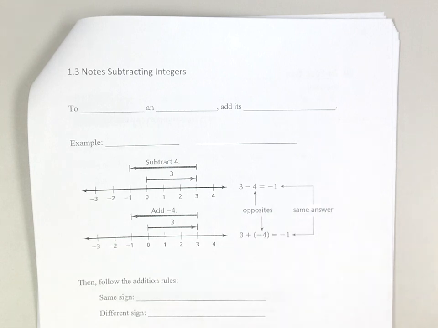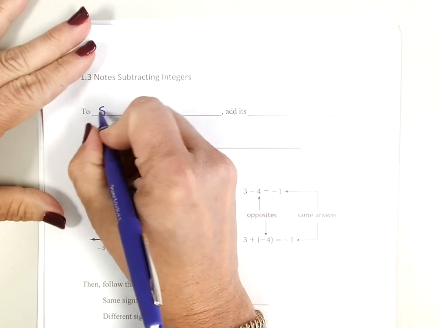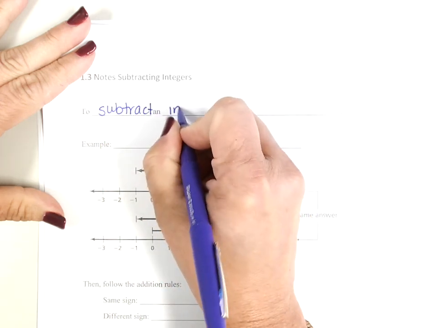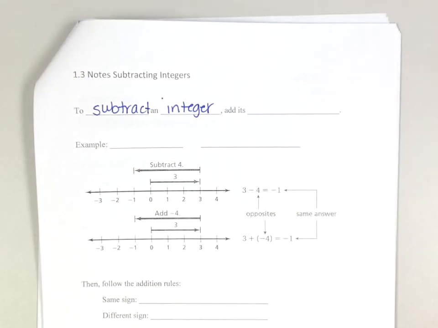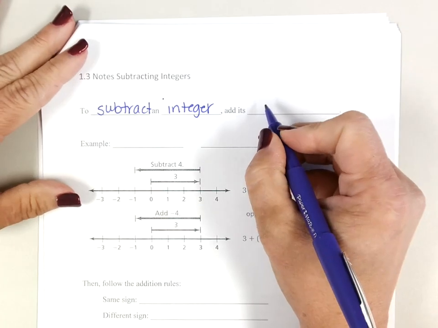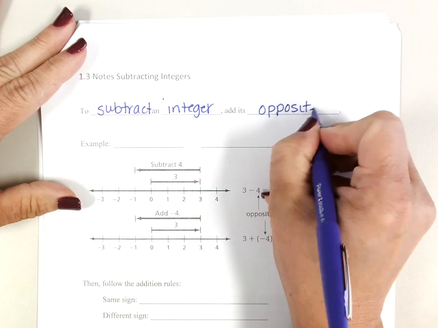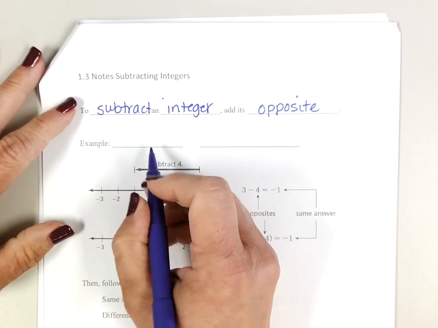So our rule: to subtract an integer, make sure you're writing everything that I'm writing, add its opposite. So I like to think of it as same, change, change. And I will write that down below after we're done with this one.